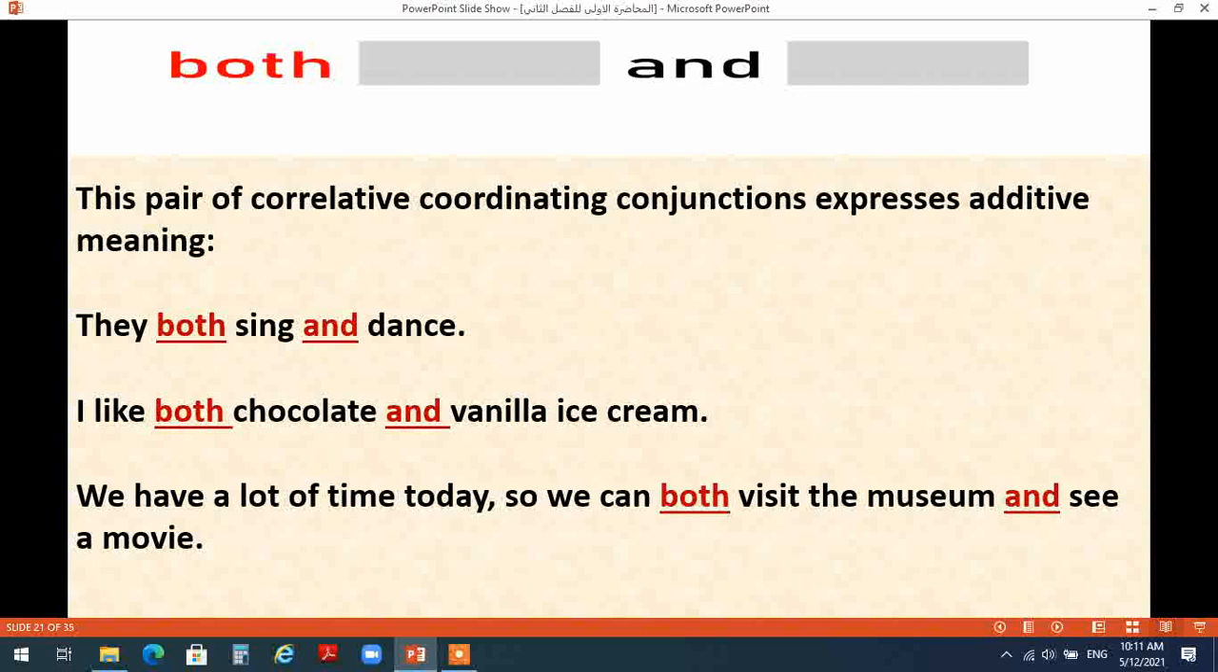They both sing and dance. إذن لدينا علاقة إضافة، إذ أضفنا two actions اللي هي singing and dancing، فعبرنا عن علاقة الإضافة هذه باستخدام both and. Or when you say I like both chocolate and vanilla ice cream، أيضا هنا استخدمنا both and للدلالة على وجود علاقة إضافة في الجملة. We have a lot of time today, so we can both visit the museum and see a movie. أيضا هنا استخدمنا both and للدلالة على وجود علاقة إضافة تربط ما بين العبارتين في الجملة.